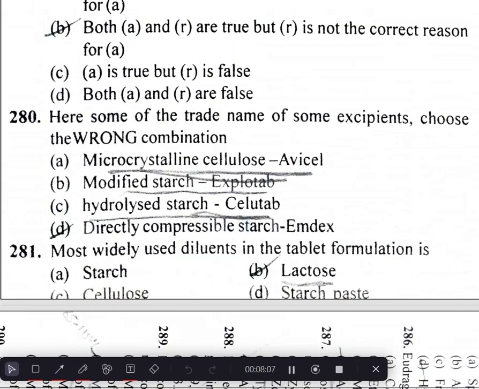Here are some trade names of excipients. Choose the wrong combination. First of all, you see the correct statements: microcrystalline cellulose is Avicel, modified starch is Explotab, and hydrolyzed starch is Celutab, but MDEX is not directly compressible starch. And the most widely used diluent in the tablet formulation is lactose.